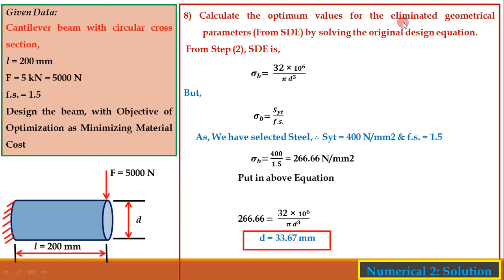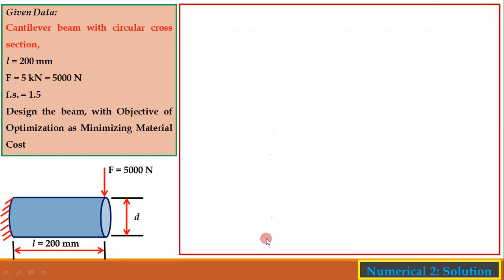Now why is this called the eliminated geometrical parameter? Because if you refer to step number 4, where we combined the SDE with the initial PDE, while combining SDE with the initial PDE, we replaced the D from the initial PDE by using SDE. During that step we replaced this D in that equation. So that's why it is called the eliminated geometrical parameter. So we have calculated it here.